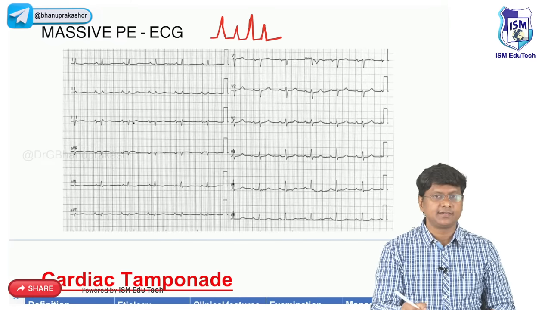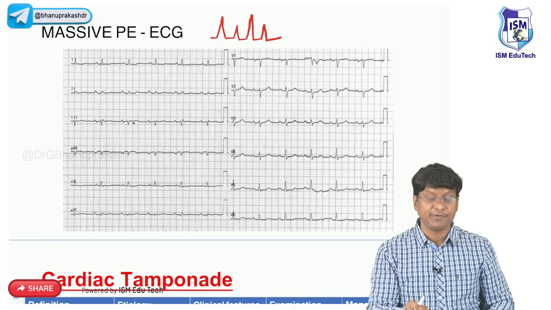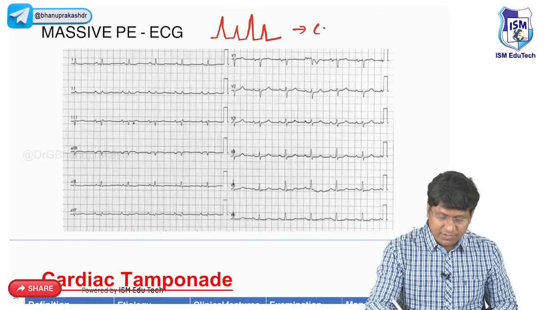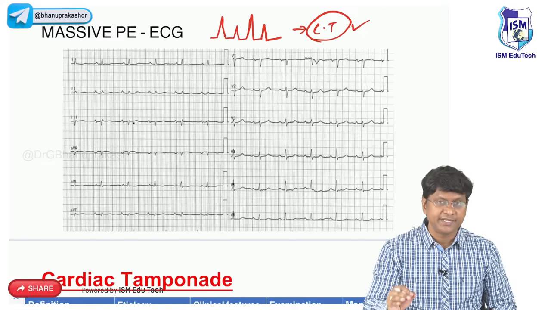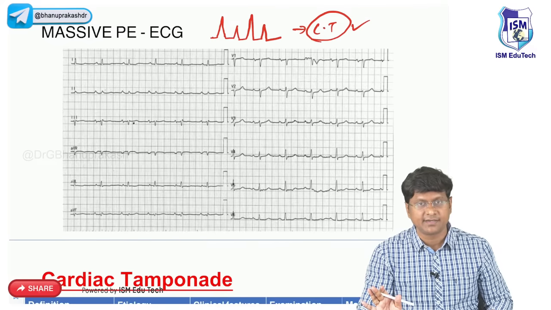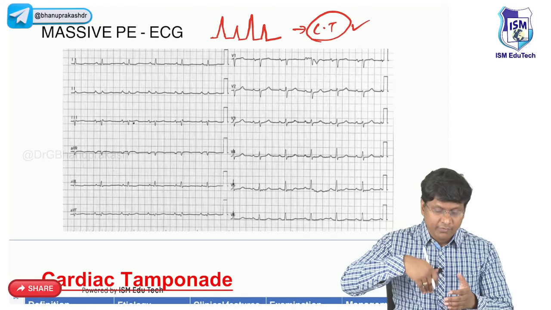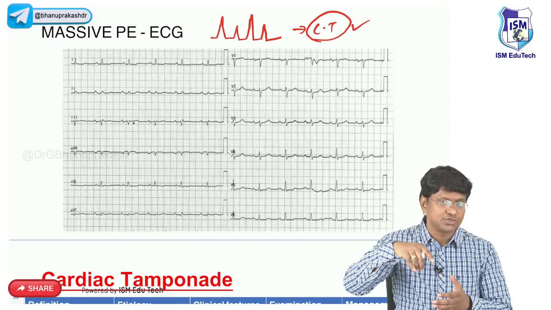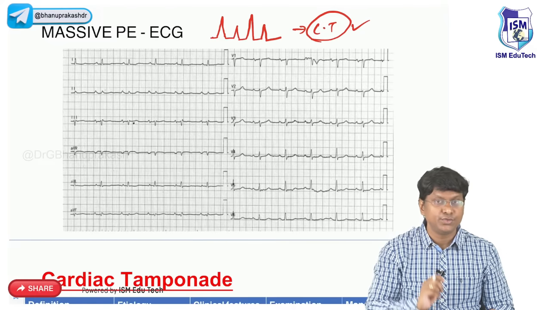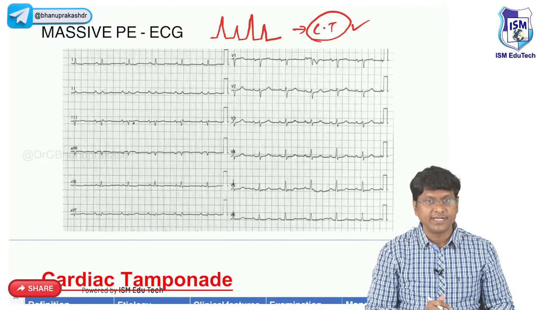And this electrical alternans is not seen only in massive pericardial effusion. You also come across this in cardiac tamponade. In cardiac tamponade, definitely the ECG finding is electrical alternans itself. Why is that? Because the heart will be swinging in the fluid. When the heart swings anteriorly, you get a large complex, and when the heart swings posteriorly, you get a small complex. That is your electrical alternans.